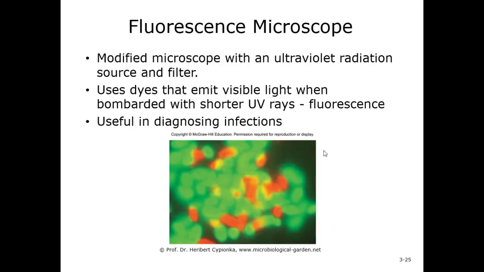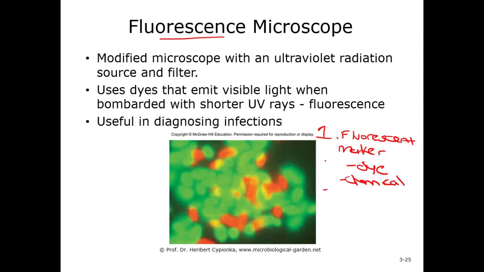The next type is a fluorescence microscope. So just like it sounds, you're using some sort of fluorescent marker. That's the first thing you need. This could be a special kind of fluorescent dye. There are some dyes out there that are fluorescent, and many chemicals that are fluorescent. Or you could use an antibody that you put a fluorescent tag on. We're going to talk about that this semester as well. So you need some sort of fluorescent marker.